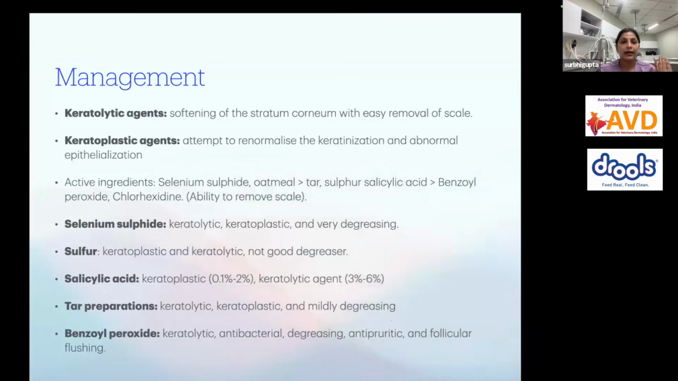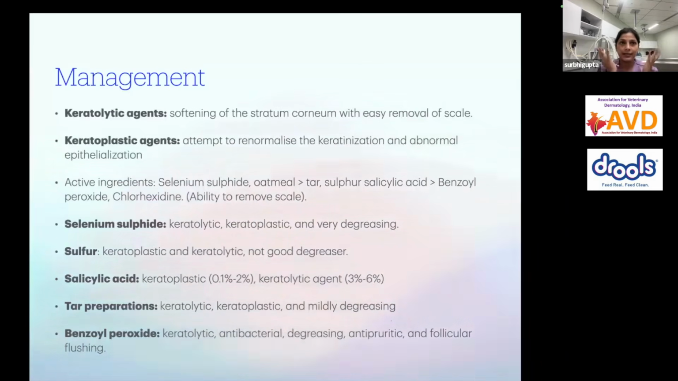Okay, and there are different products, like for example selenium sulfide, sulfur, salicylic acid, and each has a different level of keratoplastic property, keratolytic property, degreasing property. So depending upon what your patient needs, you have to decide which shampoo is required, whether along with anti-seborrheic or keratoplastic shampoos they require follicular flushing also, or whether they need antibacterial shampoos also.